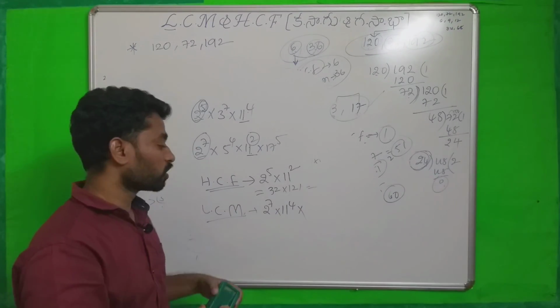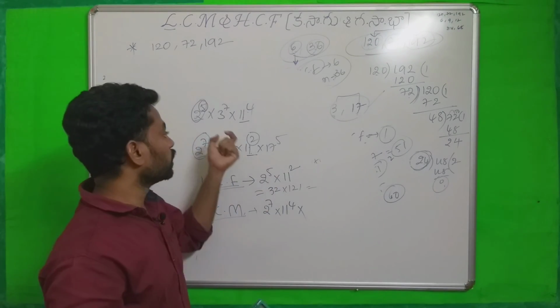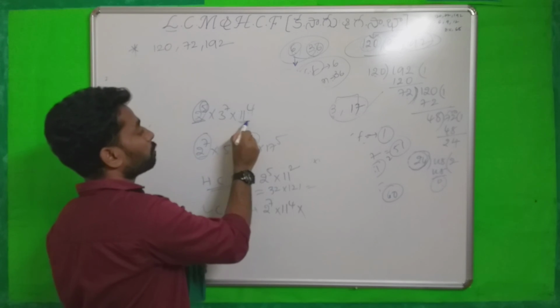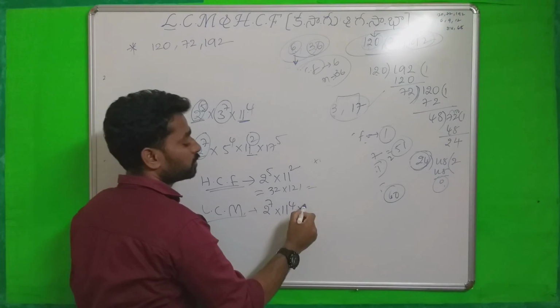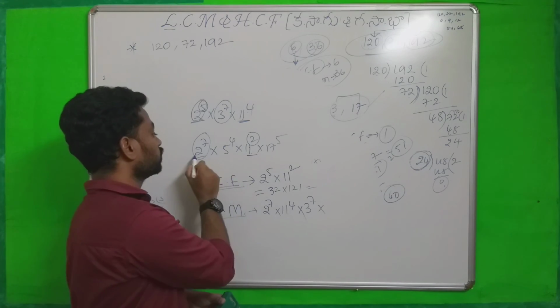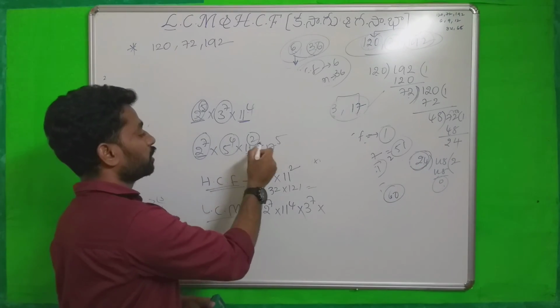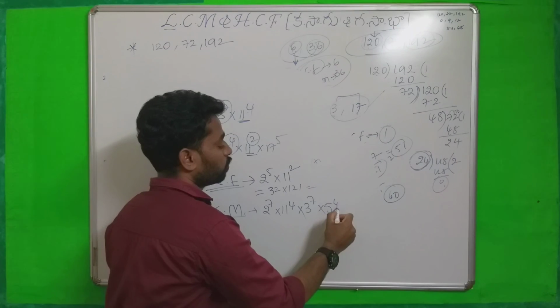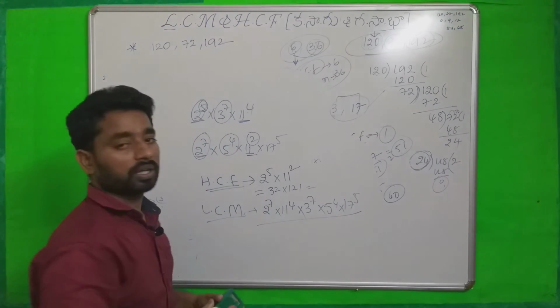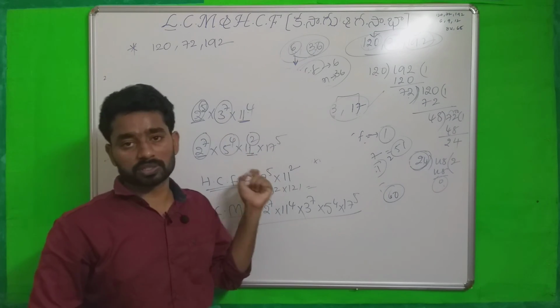Now some work is remaining. What is that? We have to take the remaining factors also. For these two common ones we have taken, what is remaining? 3 to the power of 7, into. Next, in the other number, 2 and 11 are finished. What are the remaining? 5 to the power of 4, into 7 to the power of 5. This is called the LCM of these two numbers.